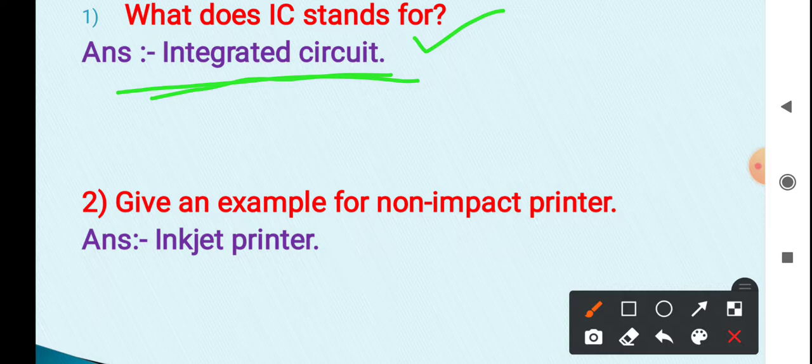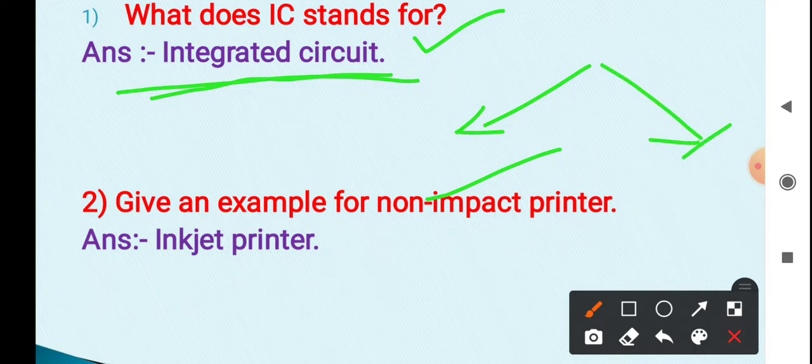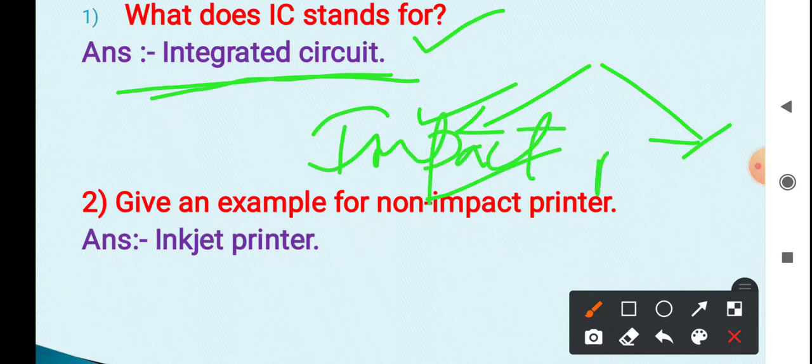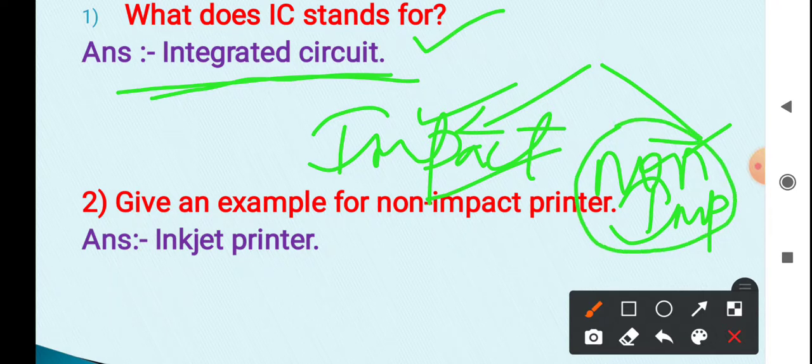Next question: give an example for a non-impact printer. Printers have a classification: one is the impact printer, another is the non-impact printer. An impact printer will have an impression on the paper, for example a dot matrix printer or a line printer. Whereas a non-impact printer will not have any impression on the paper, for example a laser printer or an inkjet printer. The impact printer example is the dot matrix printer.